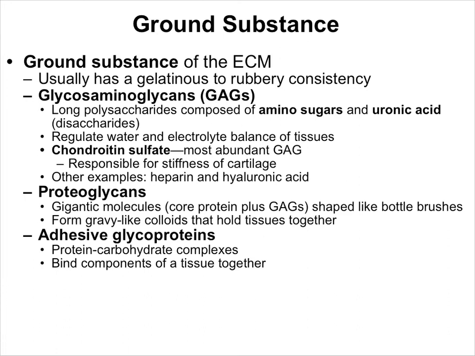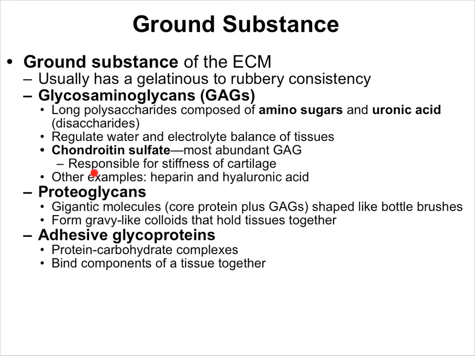The most abundant of these is what's called chondroitin sulfate. Chondroitin sulfate is particularly found in cartilage, and it is part of what makes cartilage stiff. Heparin has several properties, one of which is as an anticoagulant. Heparin lines your blood vessels and stops your blood from clotting. Hyaluronic acid makes lots of handholds that cells can move across.